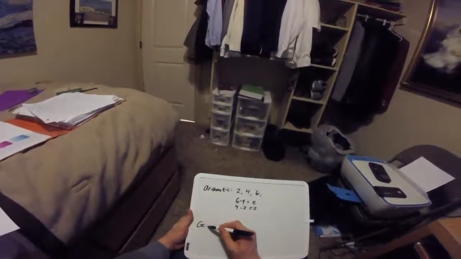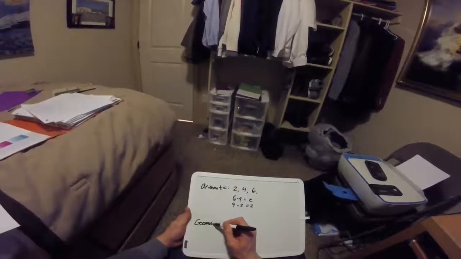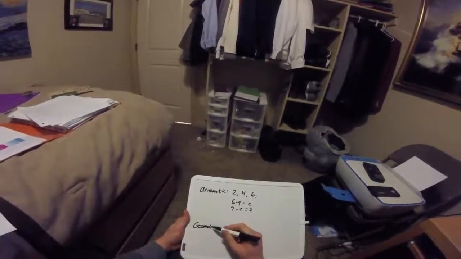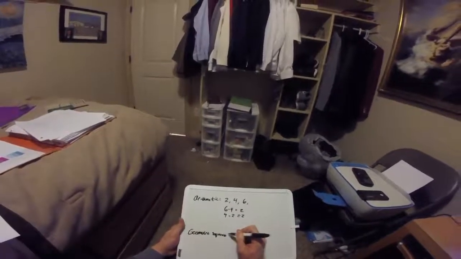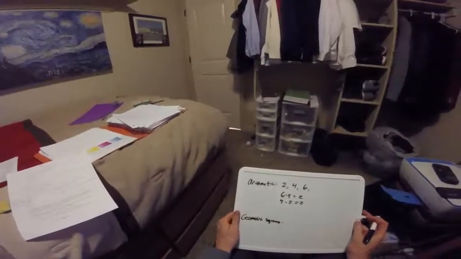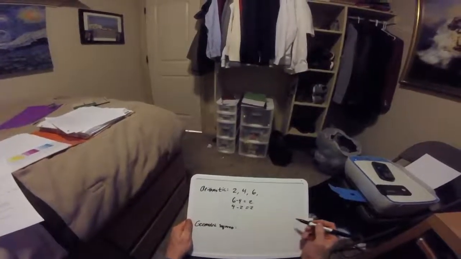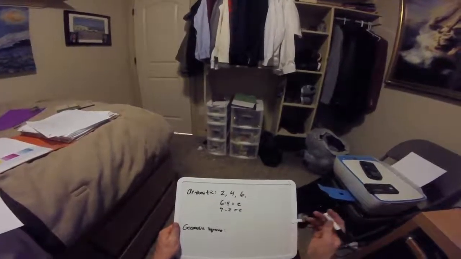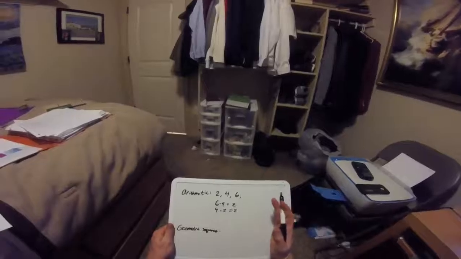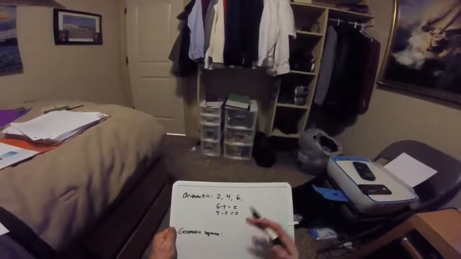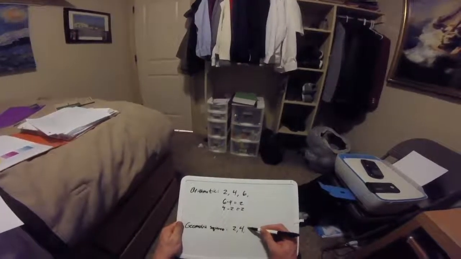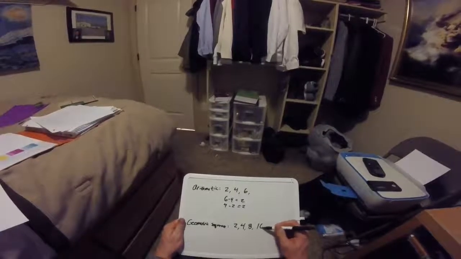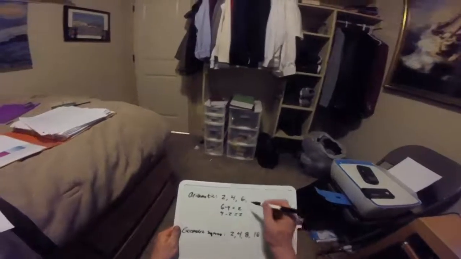For a geometric sequence, you'll notice that there's a ratio, a process of it being multiplied by each other. So for example, we have 2, 4, 8, 16, and it goes on.